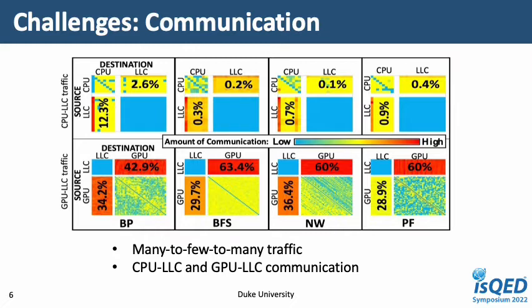This results in this interesting many to few traffic where many CPUs and GPUs are communicating with the few LLCs. Here we are showing 4 different applications. Each column represents an application. And for most of the applications, we can see that the LLCs are related to at least 90% of the traffic. So clearly this is a problem because this will lead to a traffic jam on chip. We want to avoid that because that can lead to performance bottlenecks.